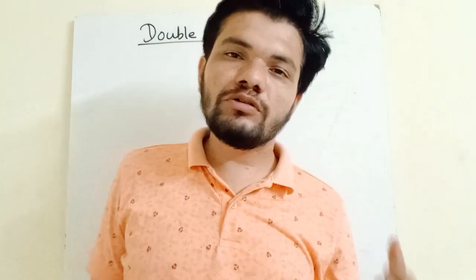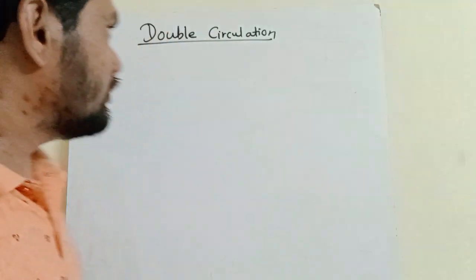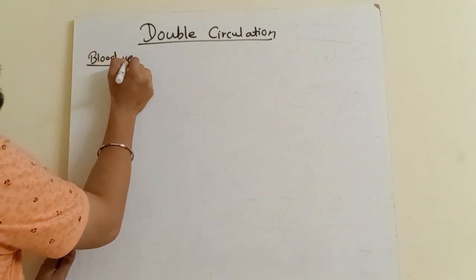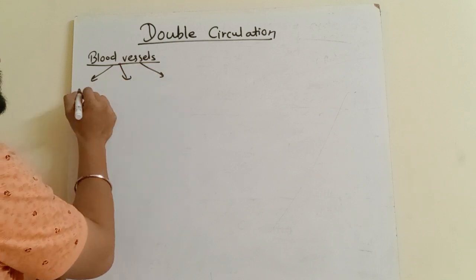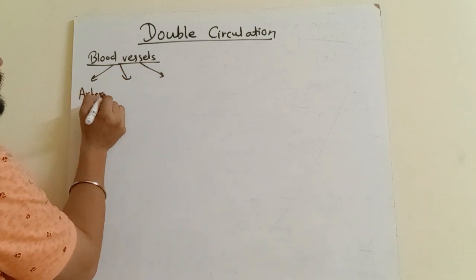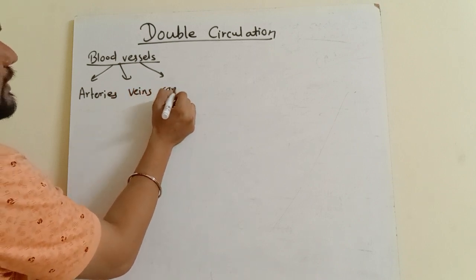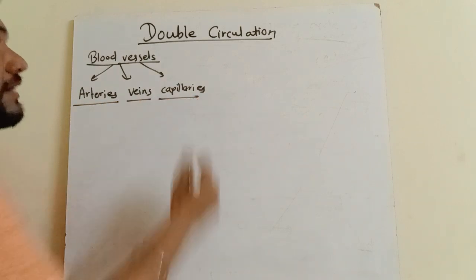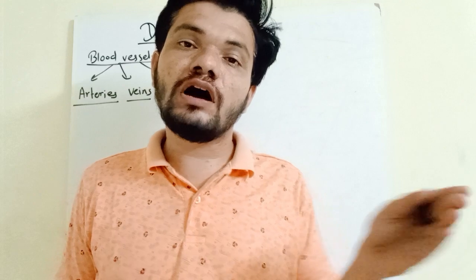Before studying the double circulation, we must know about the blood vessels and the types of blood vessels in our body. First of all, blood vessels have three types. First is arteries, second is veins, third is capillaries. Arteries, veins, and capillaries. Arteries have the function to deliver the blood away from the heart.